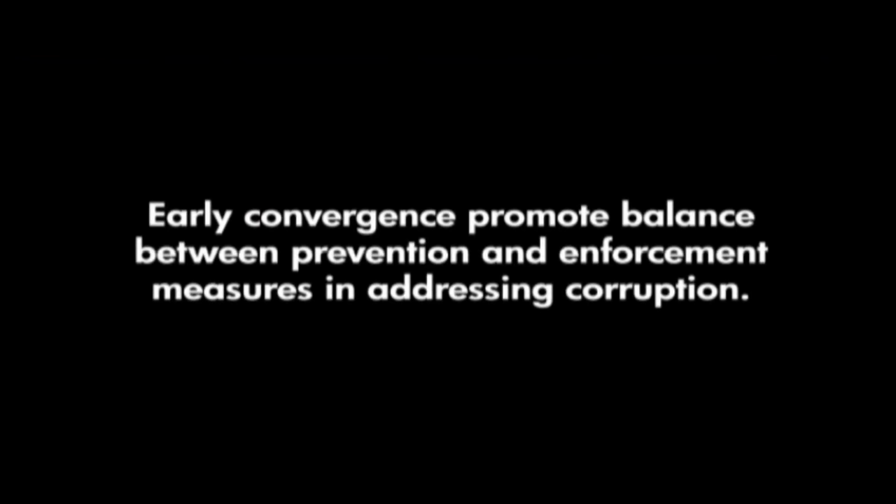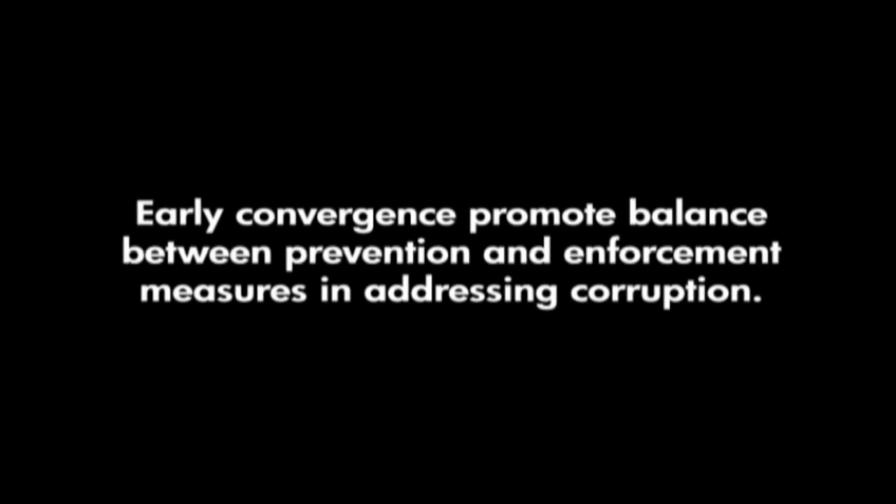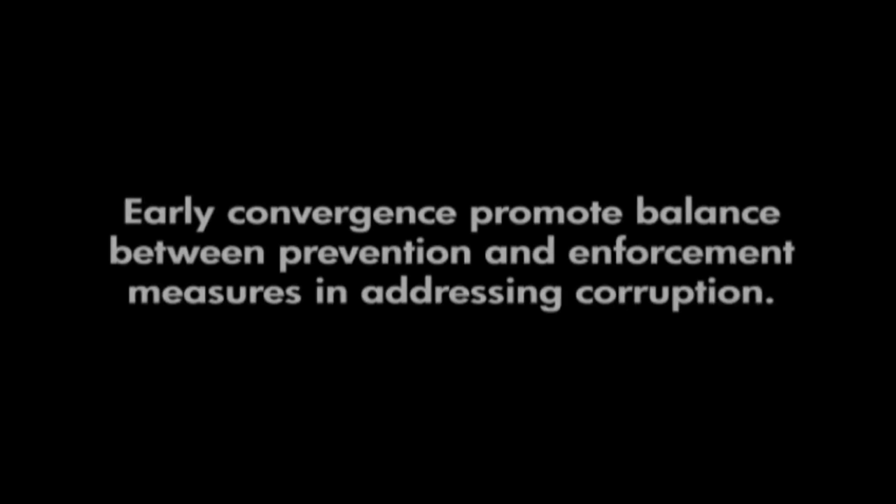Such early convergence is likely to promote a better balance between prevention and enforcement measures in addressing corruption. The gradual swing towards a middle ground has taken place due to recognition of the limitations of purely legalistic enforcement measures, since the law institutions themselves are currently part of the corruption problem in India. Therefore, corruption is an intractable problem. It is like diabetes, which can only be controlled but not totally eliminated.